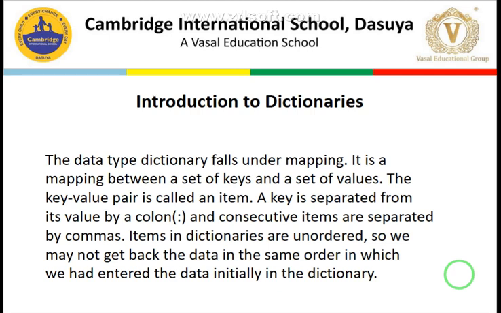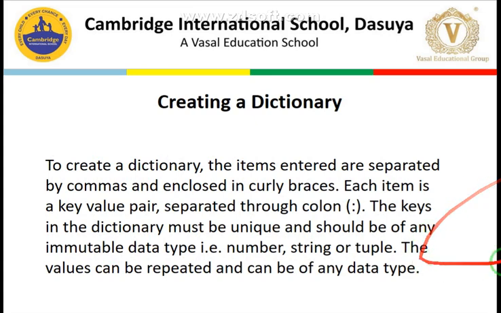Students, moving forward, next is how to create a dictionary. The items entered are separated by commas and enclosed in curly braces. From curly braces we come to know that we are talking of a dictionary. When we use square brackets, it means we are talking of a list, and whenever we use parentheses, we are talking of the data type called tuple.